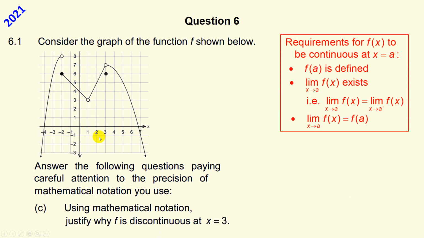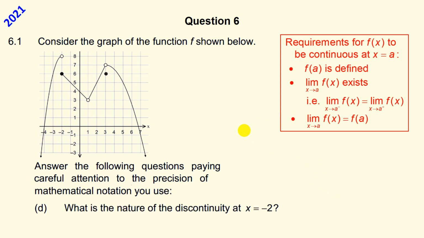Why is it discontinuous at x equals 3? Well, f of a is defined. The limit exists because the left limit, 7, is equal to the right limit, 7. But the limit, 7, does not equal the function value, 6. So the limit of f of x equals 7, f of 3 equals 6, and that's not equal to the limit.